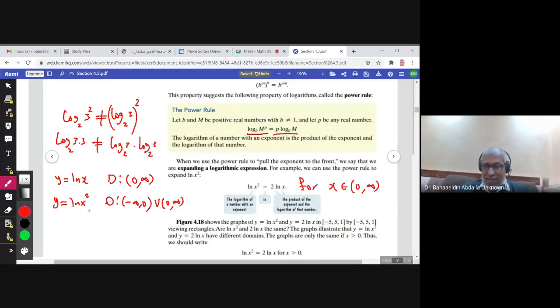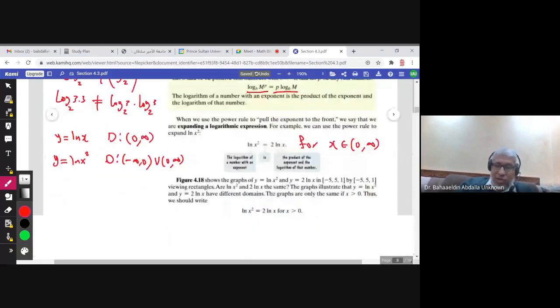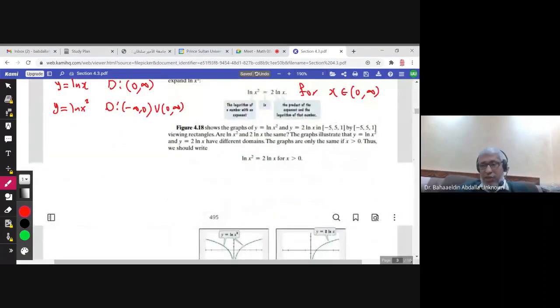But if x is from negative infinity to 0, that is, if x is negative, then this statement is not correct, because ln of a negative is not defined. So pay attention to this. Here, he mentioned it here. He said ln x squared equals 2 ln x only for x greater than 0.